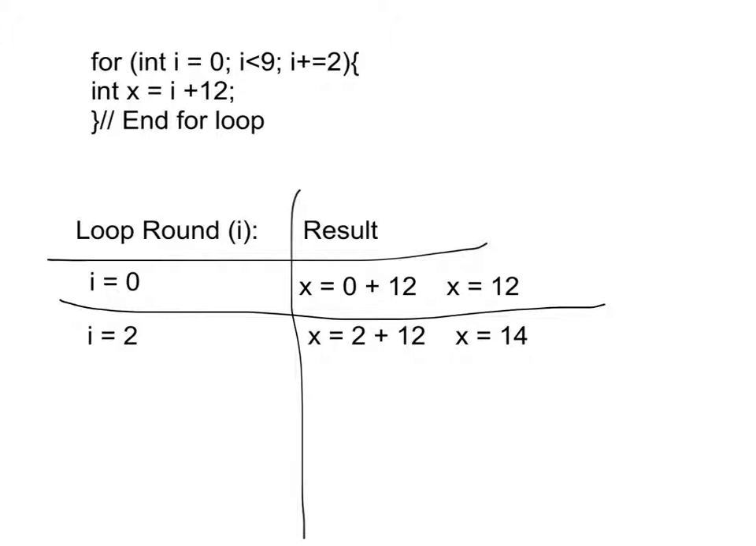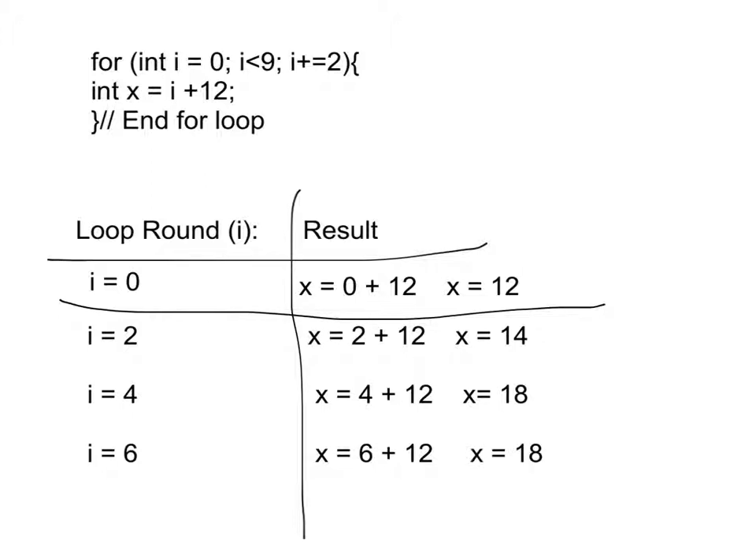And then our program will follow that same pattern. I equals 4, so x equals 4 plus 12, meaning x equals 16. And we keep going. I equals 6. So x equals 6 plus 12. So I guess I did jump my math there a little bit. Sorry about that. Now x equals 18. And I need to move this up a little bit.